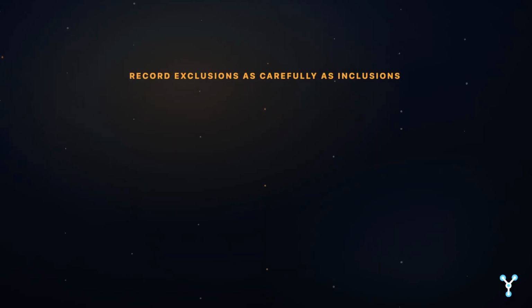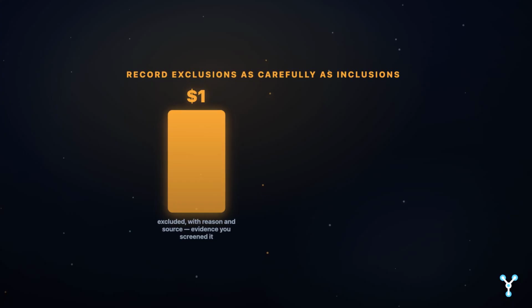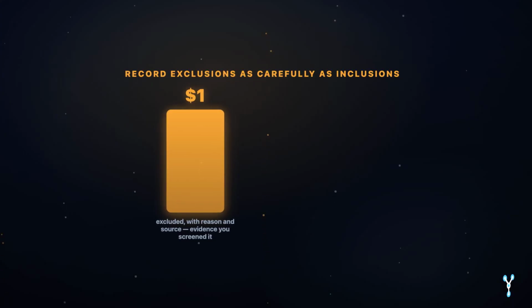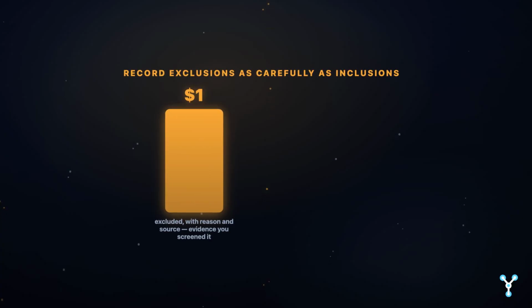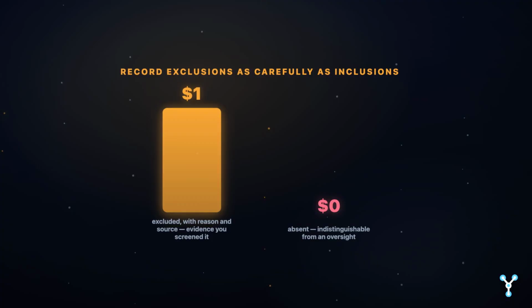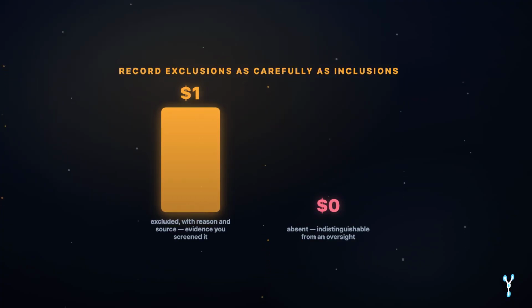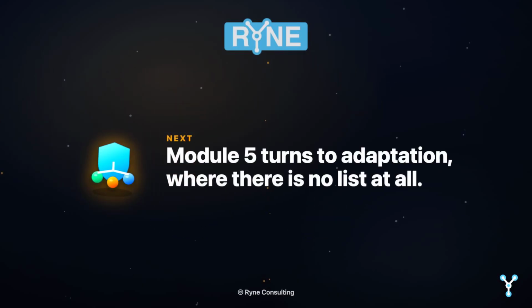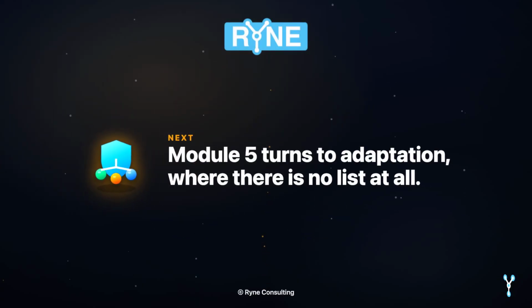Record every exclusion you apply with the same care as an inclusion. A row marked excluded, with the reason and the source, is evidence that you screened the component. A component that simply never appears looks like an oversight, and a reviewer cannot tell the difference. Module 5 turns to adaptation, where there is no list at all.